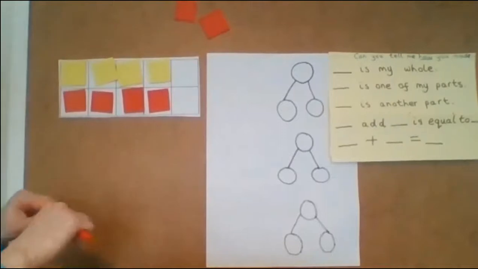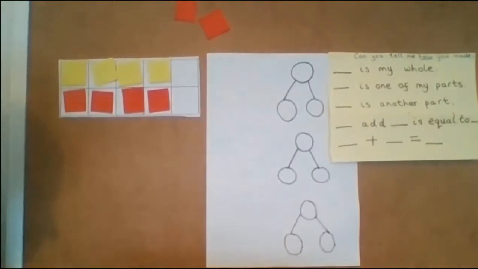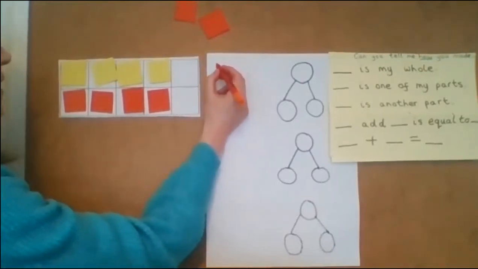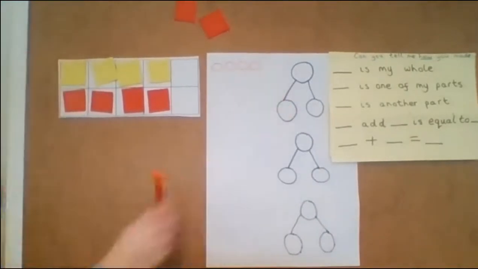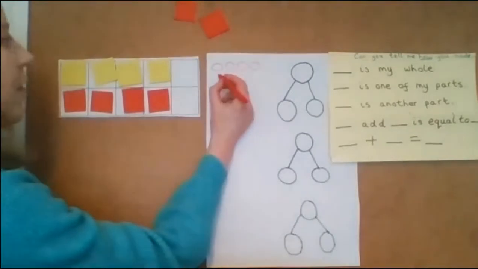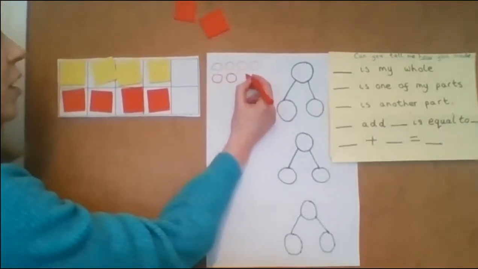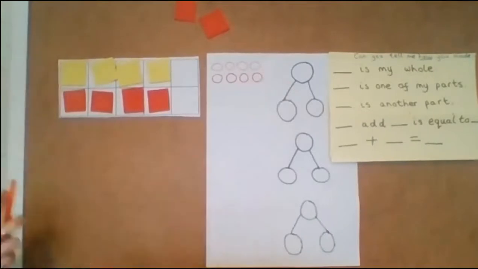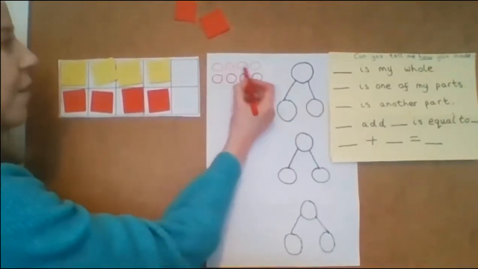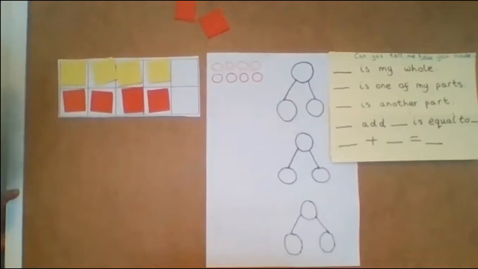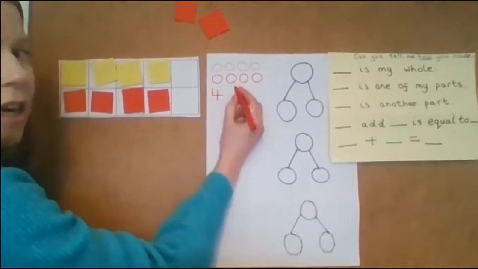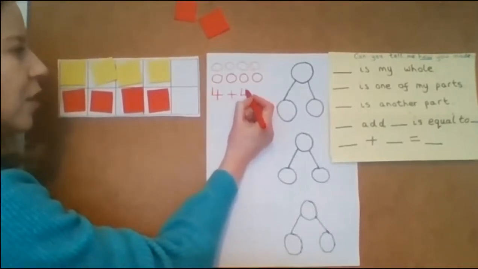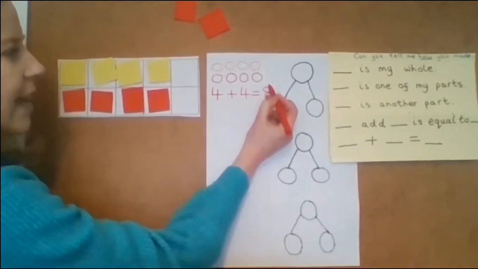So on my piece of paper, I'm also going to use 2 different colours to help me record how I made the number 8. So I had 4 yellow counters on the top, and then I had 4 red counters on the bottom. So I know that 4 add 4 is equal to 8. So I'm going to write that number sentence. 4 add 4 is equal to 8.